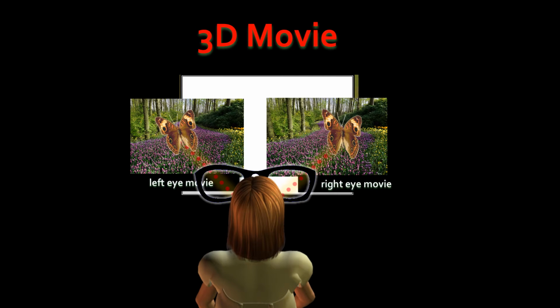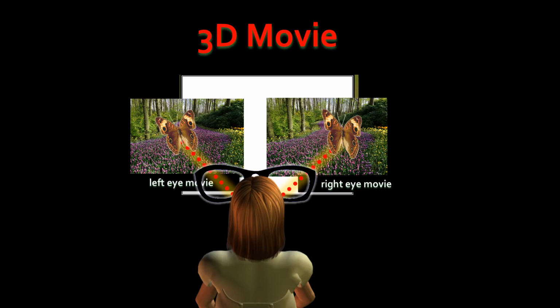A 3D movie uses this binocular cue. The original movie is filmed with two cameras placed at the exact same distance apart as our eyes would see each scene, producing two different films with two slightly different views of the action. Then, when shown to the audience, both of these films are projected together onto a single screen.